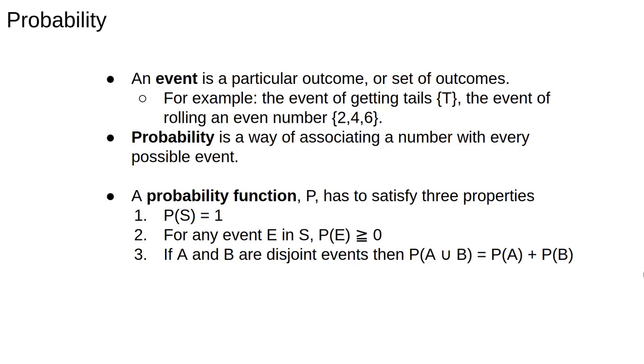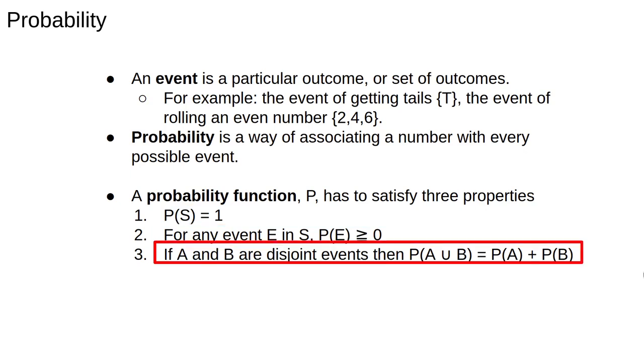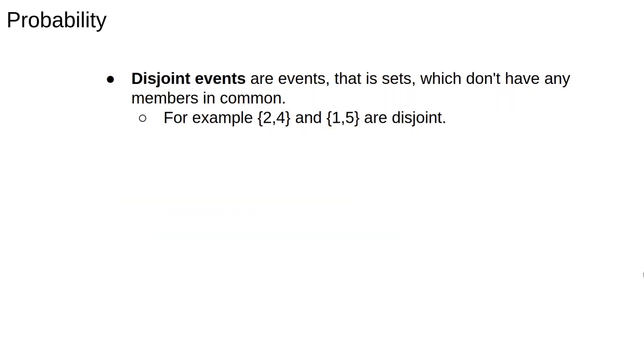So let's break these down and translate them into English. The first rule says that the probability of getting any result is 1. This just means that something has to happen in the experiment, and fundamentally it means that the sample space contains all the possible outcomes. The second rule says that you can't have negative probabilities, although 0 is allowed for impossible events. The third rule is slightly more complicated. First, we need to define what a disjoint event is.